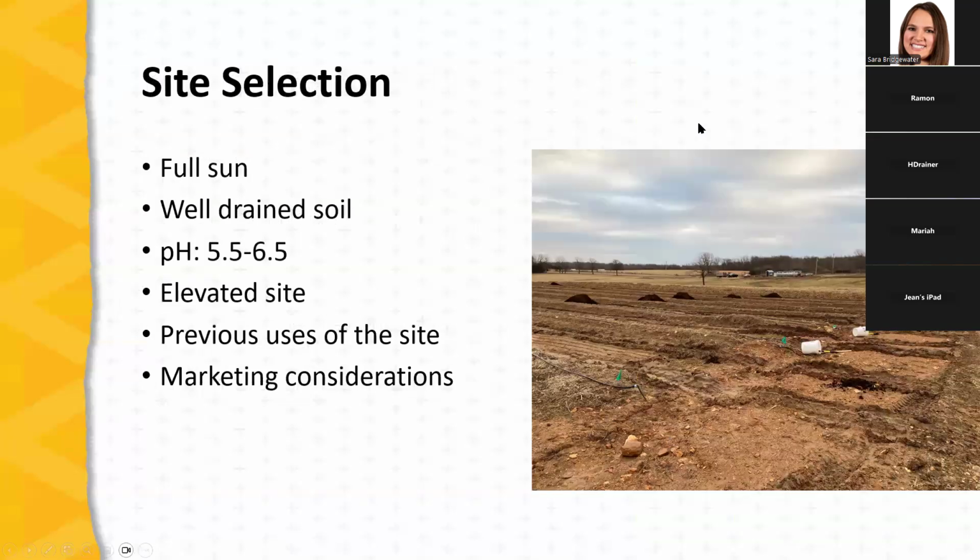Site selection for any crop you want, brambles or strawberries: you want full sun and well-drained soils. None of these crops like wet feet. That means they don't like when water accumulates in the soil and saturates the soil. The roots don't like that. Remember that roots also need oxygen, so it's not good to have a saturated soil that won't allow oxygen or air for the roots to breathe.